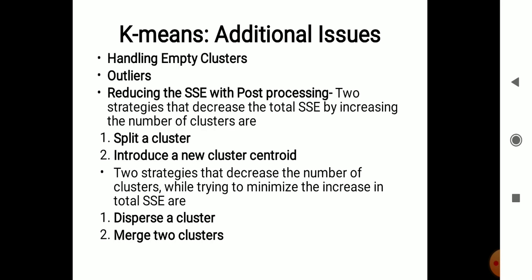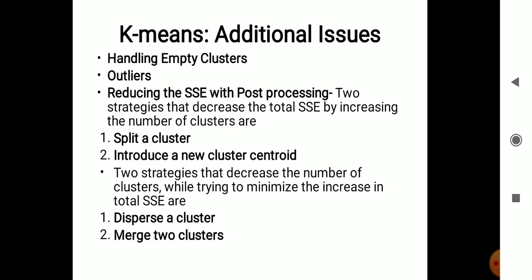Here you will be introducing a new cluster, and the data points from other clusters will be assigned to this new cluster. Thereby we will also have the ability to reduce the SSE value. And there are another two strategies we have here, which will also reduce the SSE value but by decreasing the number of clusters. Okay, those are dispersing a cluster and merging two clusters.